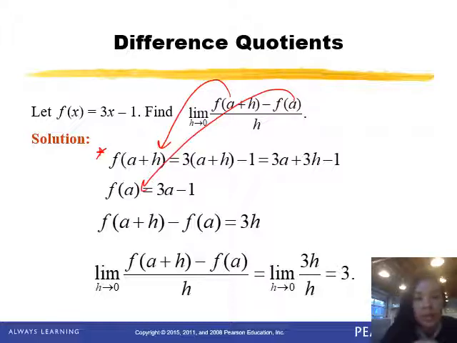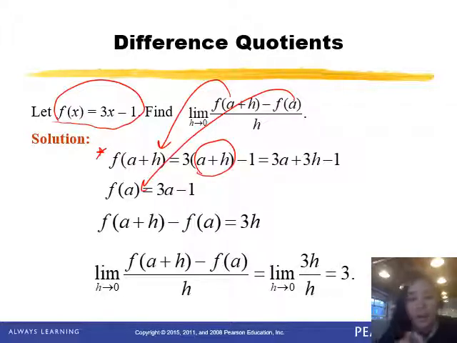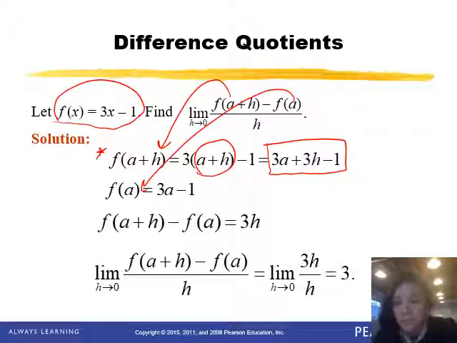And so all they're doing is taking our original function, 3x minus 1, and plugging in what's inside that function. So in f of a plus h, they plug in a plus h in place of x. So it's 3 times the quantity a plus h, minus 1. You simplify that out, and you're left with 3a plus 3h minus 1. Then here on the bottom, f of a, so instead of the x, they just put an a. So it's 3a minus 1.